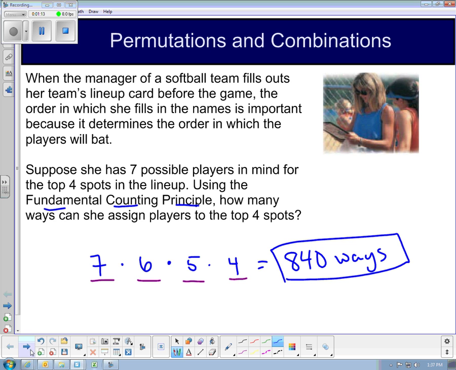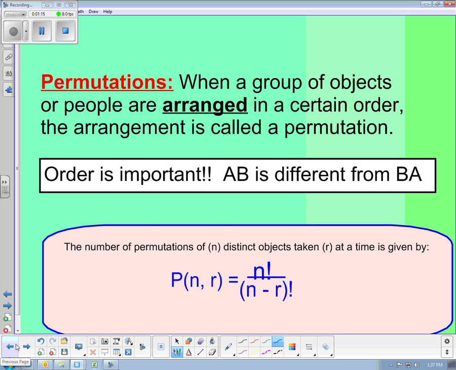Now, this is something that we call a permutation. A permutation is when a group of objects or people are arranged in a certain order. That arrangement is called a permutation. So order is important. This is the thing for us to keep in mind. Order is important. AB is different than BA. Even though they contain the same letters, they're in a different order, which makes a difference.